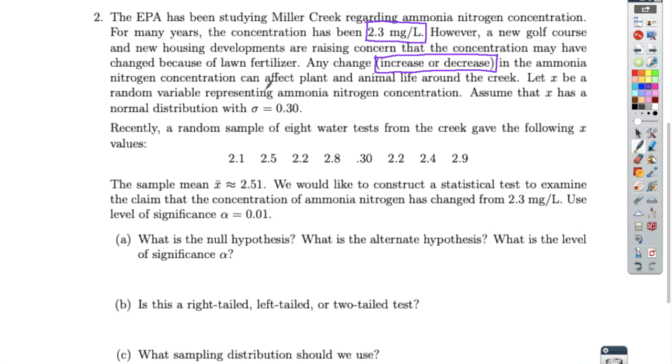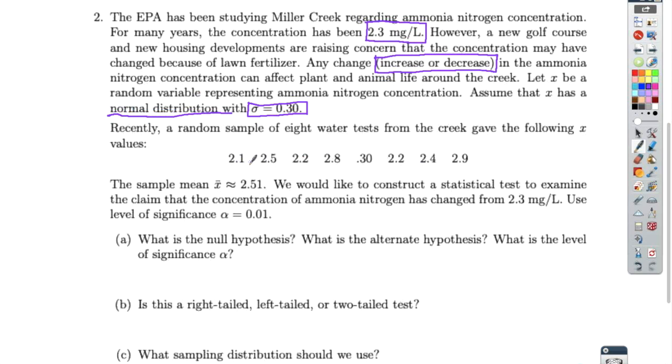Any change, increase or decrease, is an important phrase that tells you if it's a right-tailed, left-tailed, or two-tailed test. Any change in the ammonia nitrogen concentration can affect plant and animal life around the creek, so we're concerned about a change in either direction. Let X be a random variable representing the ammonia nitrogen concentration and assume that X has a normal distribution with population standard deviation sigma equals 0.30. It's important that they said this normal distribution thing because this is a pretty small sample.